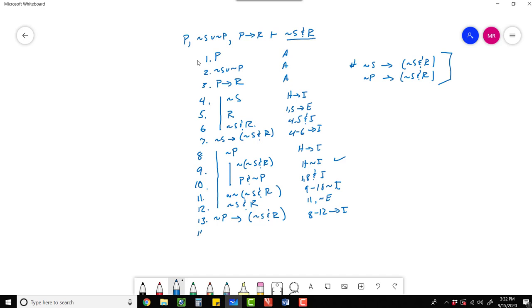And of course, we're not done yet. We still need to write down our conclusion, not S and R. And on the basis of what? On the basis of 2, 7, and 13, right? So 2, 7, 13, disjunction elimination.